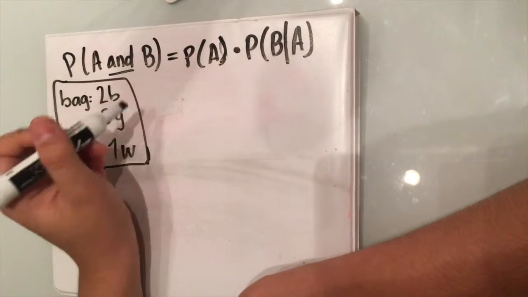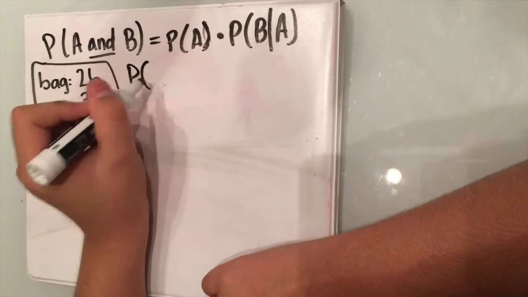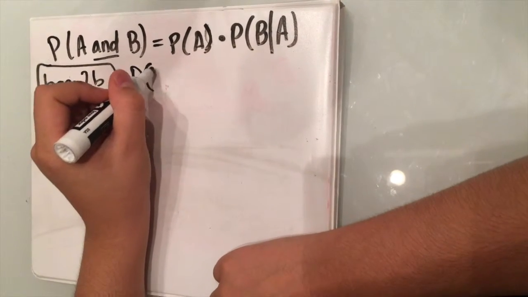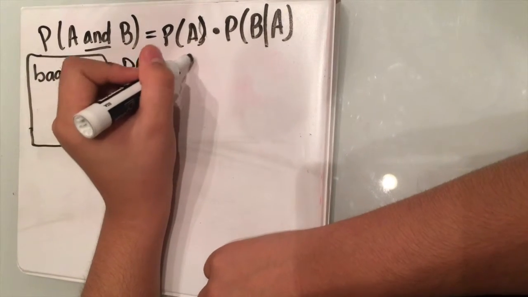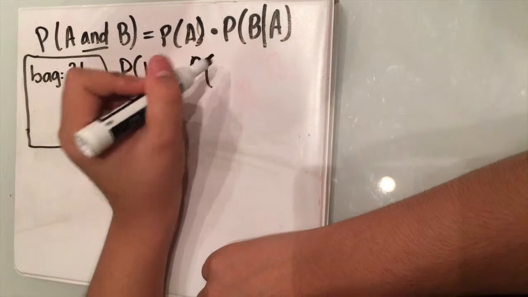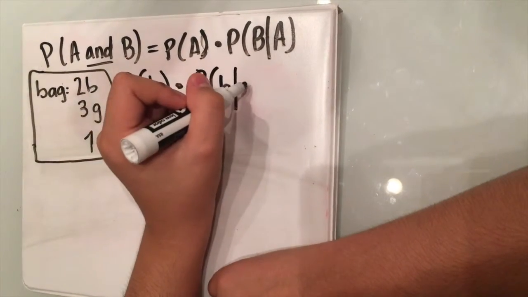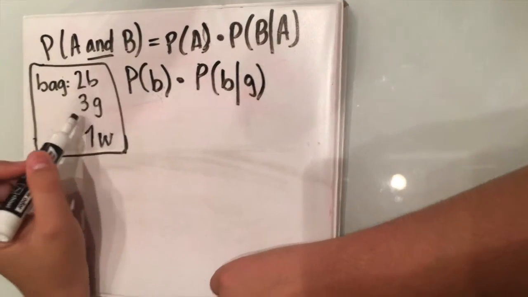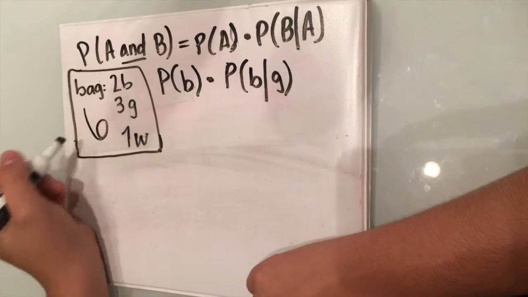So for this example, we're going to say, what is the probability of reaching into a bag full of marbles and taking out 1 blue marble, and then after taking out that blue marble, getting a green marble. So there are 2 blue in the bag, 3 green in the bag, and 1 white. This is a total of 6 in the bag.